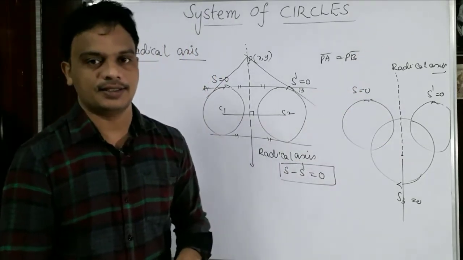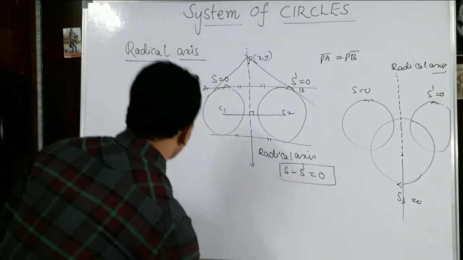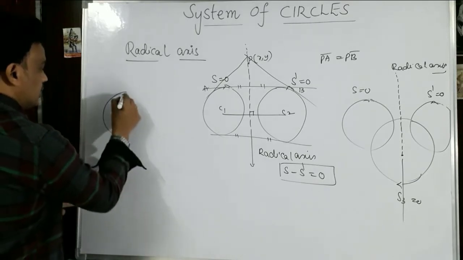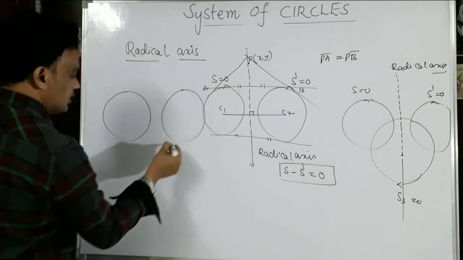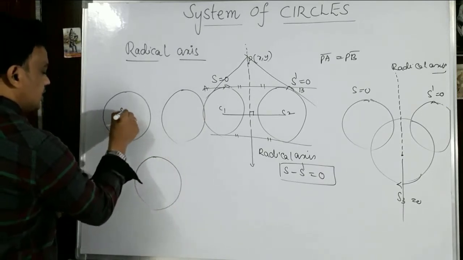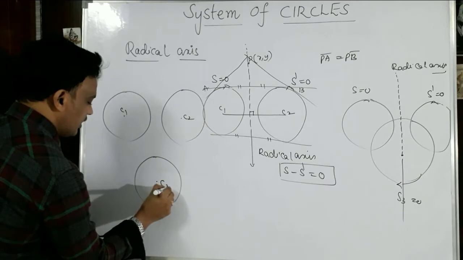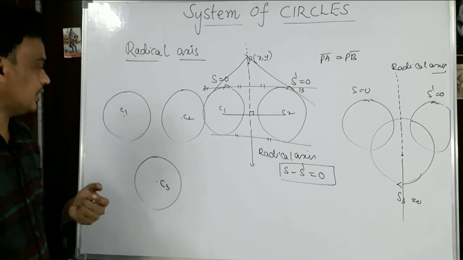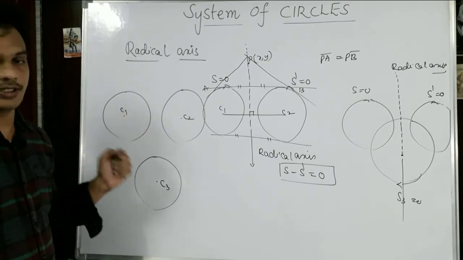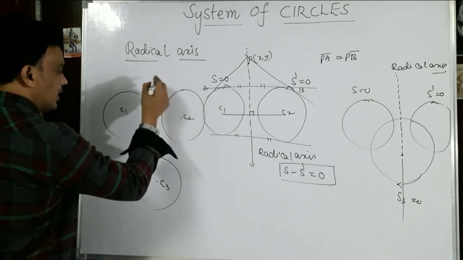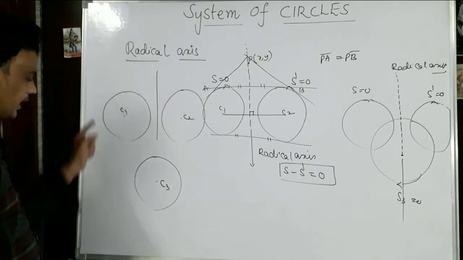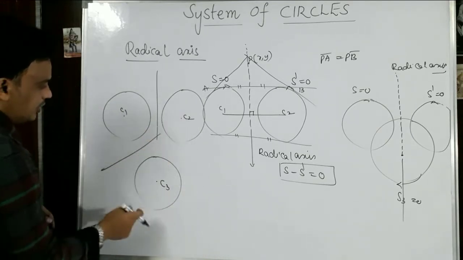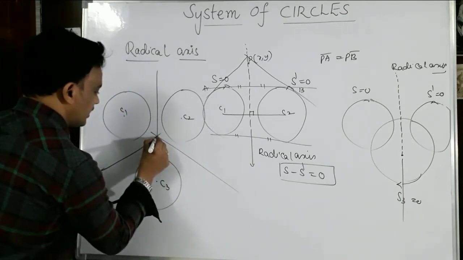And one more thing is, suppose the radical axes of three circles whose centers are non-collinear. There are three circles, circle 1, circle 2 and circle 3, whose centers C1, C2 and C3 are not collinear. Then consider the radical axes of the three circles. The radical axis of 1 and 2 will be like this. The radical axis of C1 and C3 will be like this. The radical axis of C2 and C3 will be like this. These three are intersecting at a point.